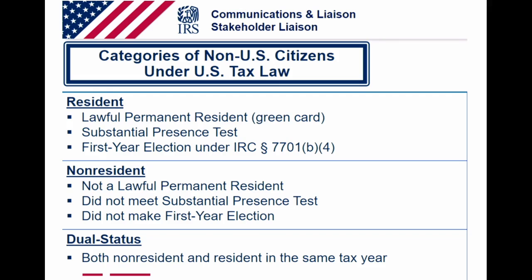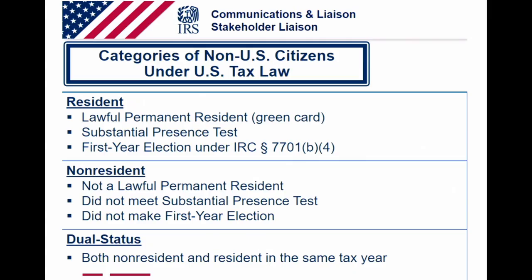In addition, if an individual who is either a green card holder or meets the substantial presence test is also considered to be a resident of a foreign country with which the United States has an income tax treaty, that individual may be eligible to be treated as a non-resident for U.S. income tax purposes. Such an individual may choose to be treated as a non-resident, but only for purposes of computing their U.S. income tax liability.